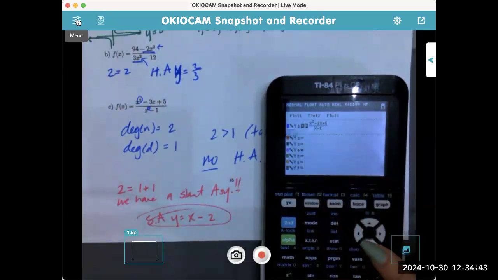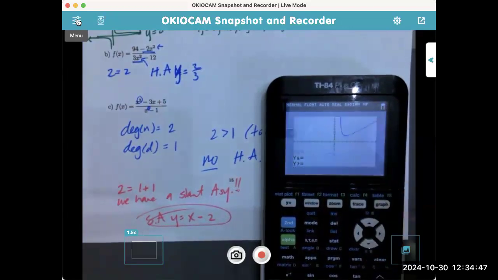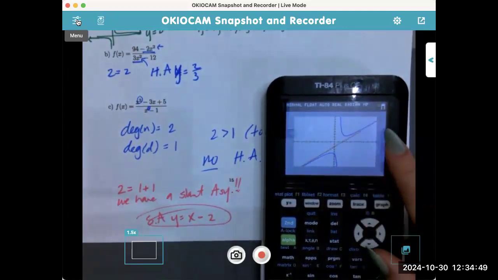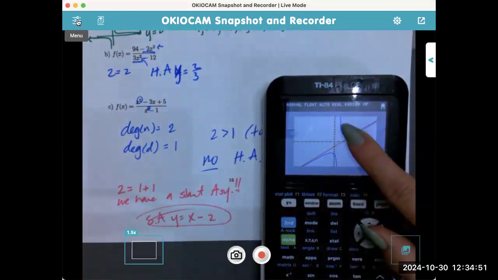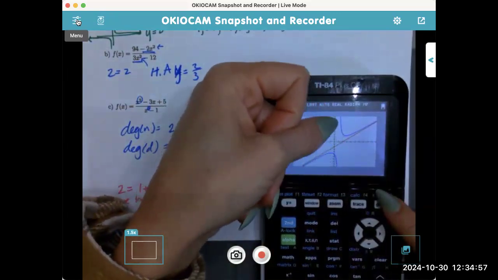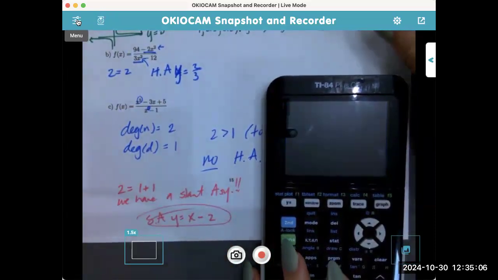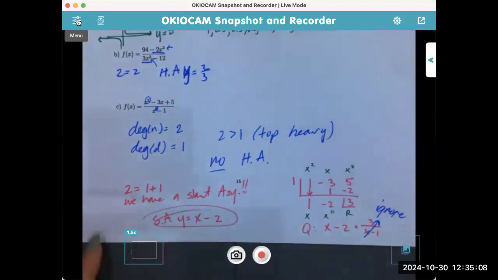So now if I graph x minus 2, see that? Yay! So asymptotes are also the invisible lines that act as guidelines for our function. They are invisible guidelines. That's why they are very beneficial. So that's horizontal asymptote. Woohoo!